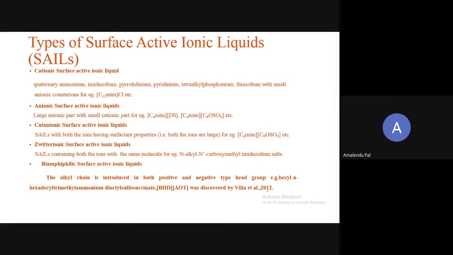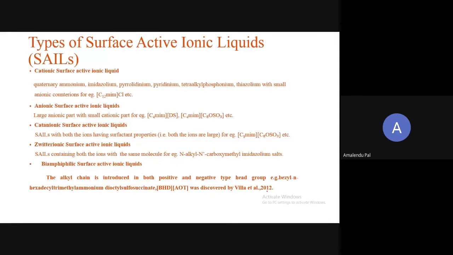That first came in 2012 by Villa in chemistry journals. That is benzyl N-hexadecyl trimethyl ammonium dioctyl sulfosuccinate. So VSDOT. That type of surface active ionic liquid came in very recently, in 2012.